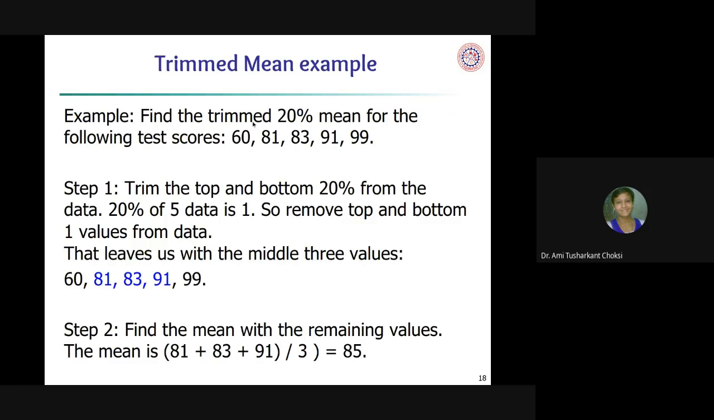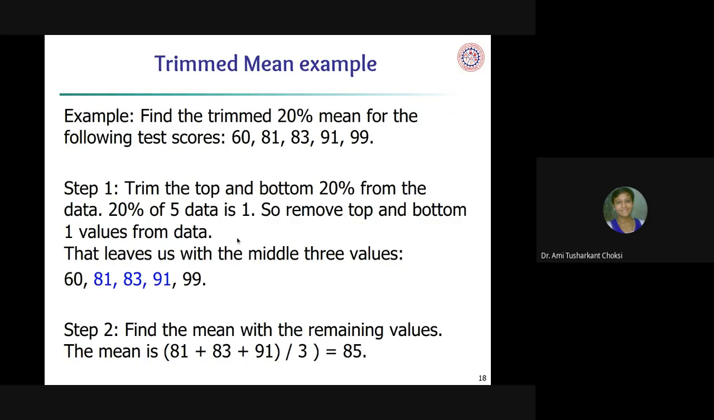Say, find the trimmed 20% mean of the following test scores. The scores are, say, these five values given to us. Now, how to find that? Trim the top and bottom 20 percent from the data. 20 percent of 5 data is 1. So remove the top and bottom 1 values from the data.